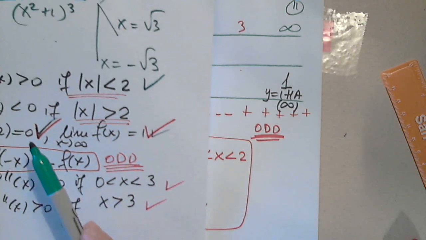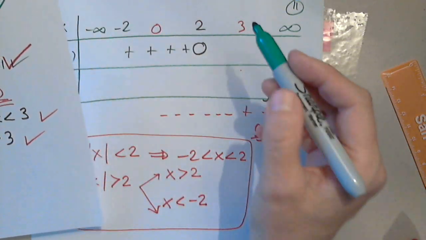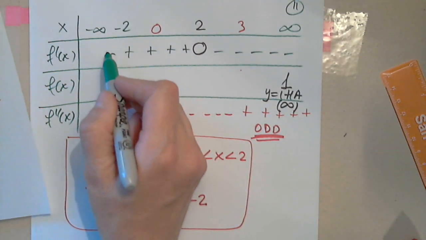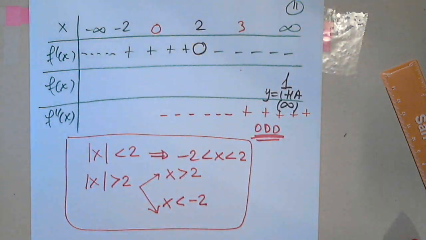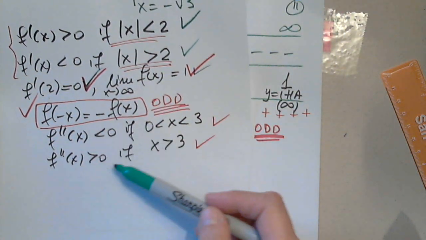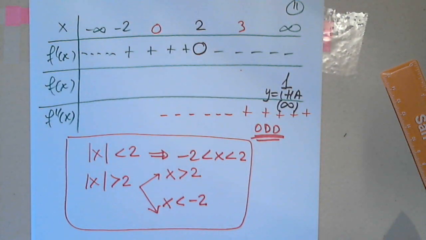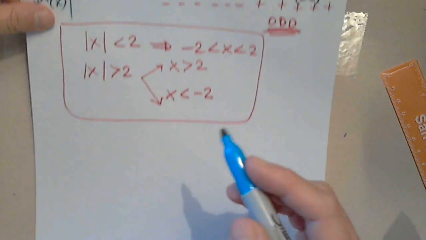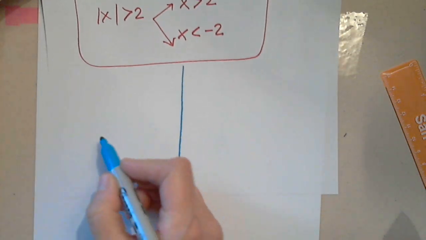The first derivative is negative to the right of 2 and to the left of negative 2. And now it's all done. I put everything in the table, including the odd and everything else. So, let's get it started.